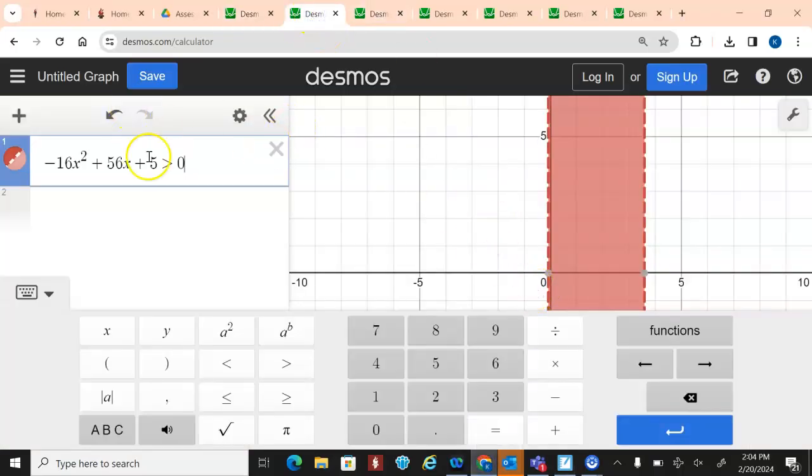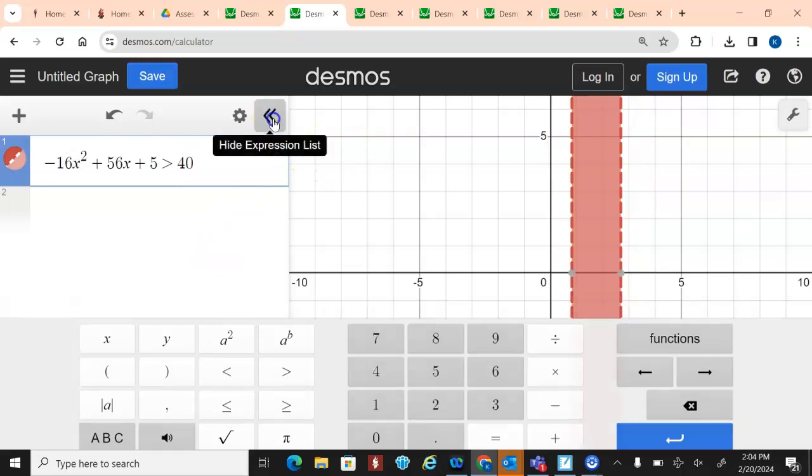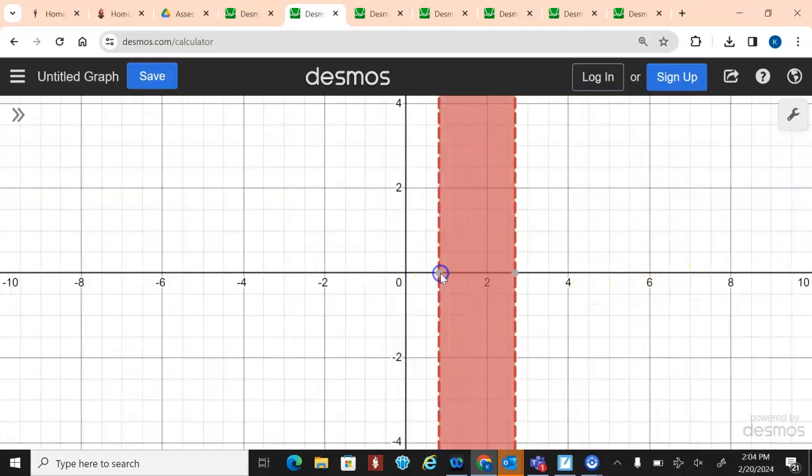What is it going to look like? Again, I took this equation and plugged it in. This is supposed to have a 40 in here. So again, 40. So what are my points? Now it is shaded on the inside. My points are 0.815 and 2.685.